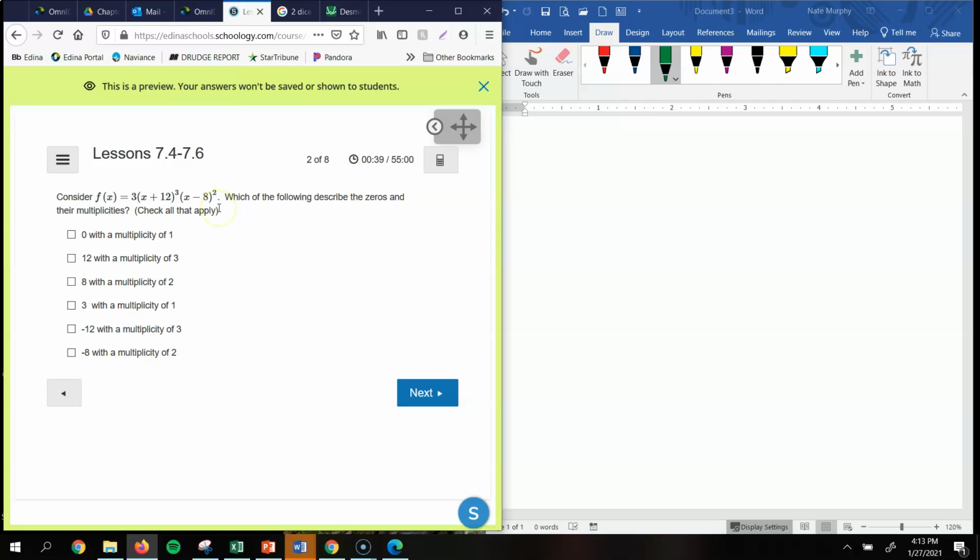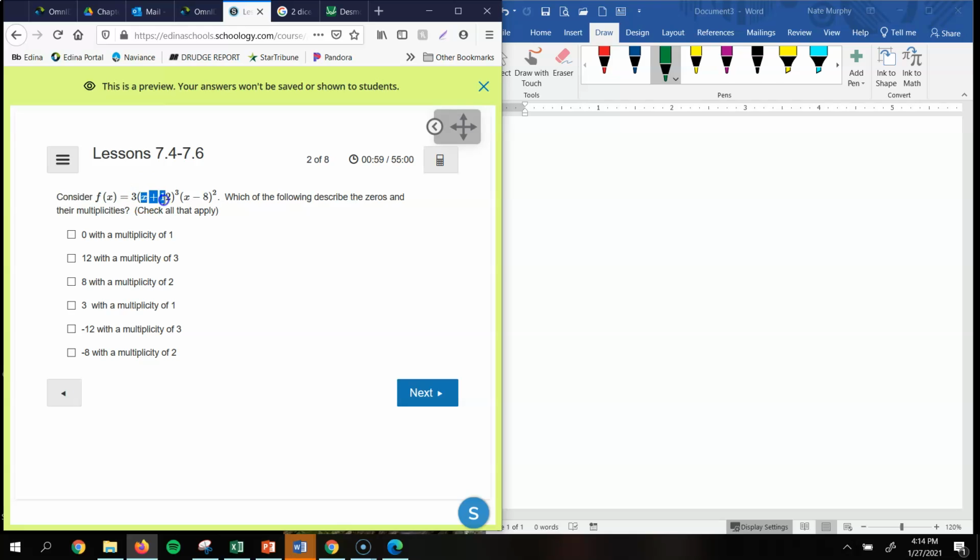Alright, so for this one, some of you got hung up on this 3. Remember, we only get a 0 from x's. So we would have a 0 from the x plus 12, and a 0 from the x minus 8. This 3, though, does not have an x, so it does not give us a 0. The 3 does not do anything.